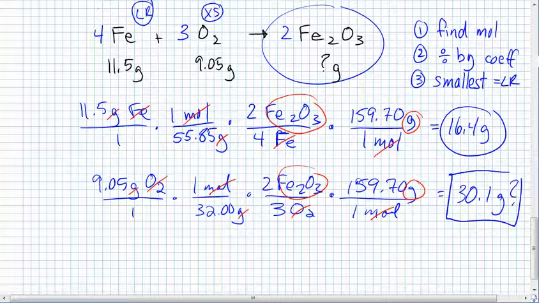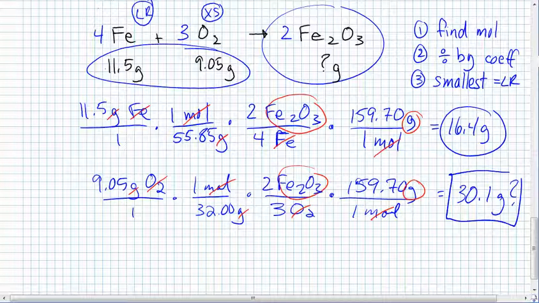Now, why is this the wrong number, 30.1 grams? Well, first of all, look at the total mass of my reactants. It's about 20 grams. There's no way in the world I can get 30 grams of iron(III) oxide from 20 grams of its components. So that can't be right.